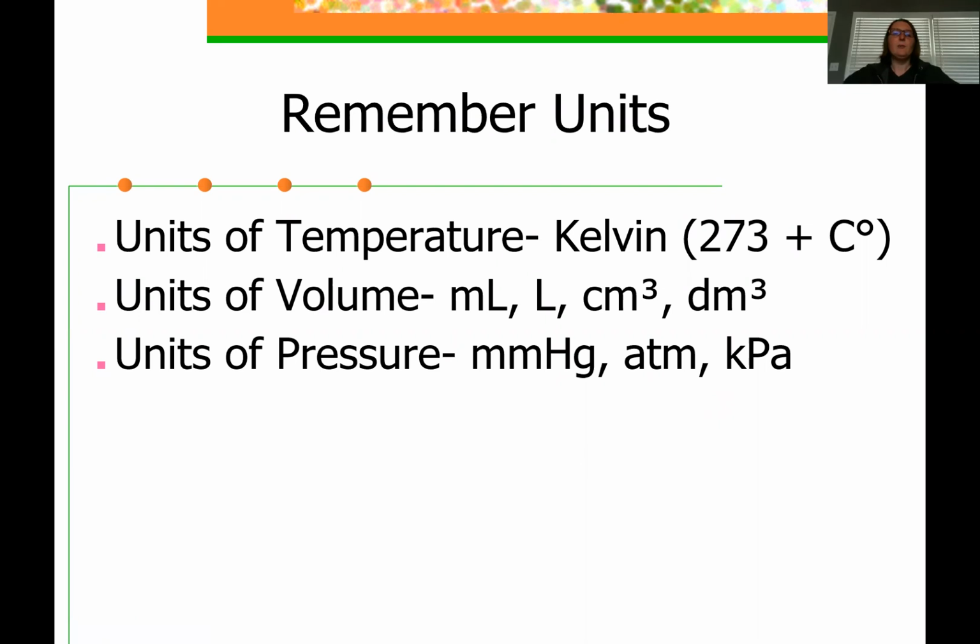but I do want you to remember this is the unit of units. Remember that when we're talking about gas laws, it's really important that we recognize units. Remember, temperature always has to be in Kelvin, so you need to change any Celsius to Kelvin by adding 273 to them. Volume is usually going to be milliliters or liters. Sometimes you might see centimeter cubed or decimeter cubed, but for the most part, it's going to be milliliters and liters. And the unit of pressure will always be mmHg, atmospheres, or kilopascals.